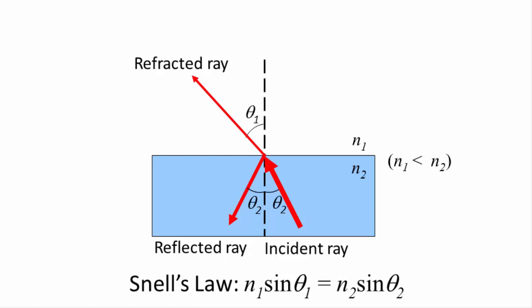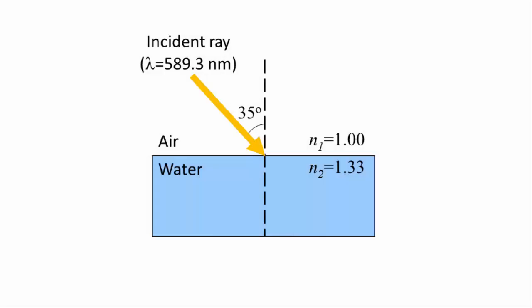Now let's apply this law in the following example. A beam of yellow light, which has a wavelength of 589.3 nanometers in air, is incident from air, which has a refractive index of 1, onto a smooth water surface at an angle of 35 degrees. So what is the angle of refraction if the index of refraction for water is 1.33? What is the wavelength of the refracted ray? Provided there has been a change in the wavelength of the refracted light, does this mean that the color of the light beam has changed?